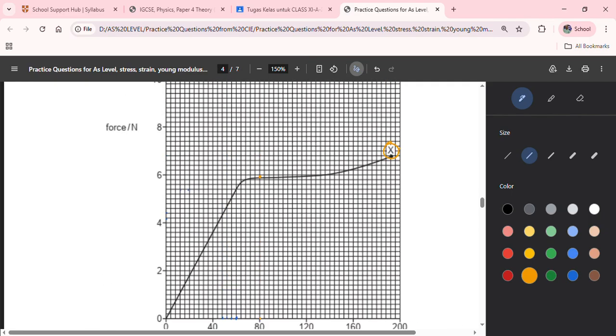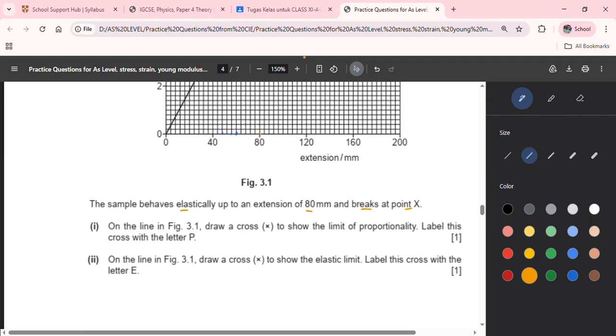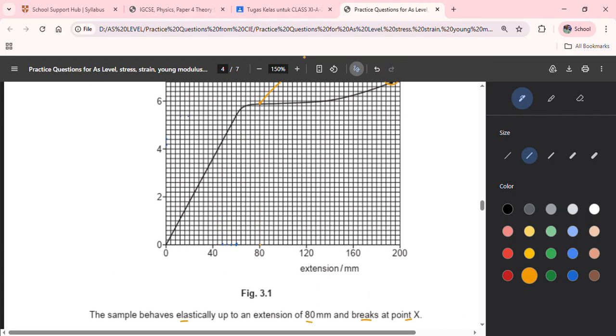So when it breaks, this one is the elastic point. Then draw a cross to show the limit of proportionality. Label the cross with the letter P. So the limit of proportionality is when the graph is a straight line. So how do we know that? We have to see it is a straight line until about here, yeah, straight.